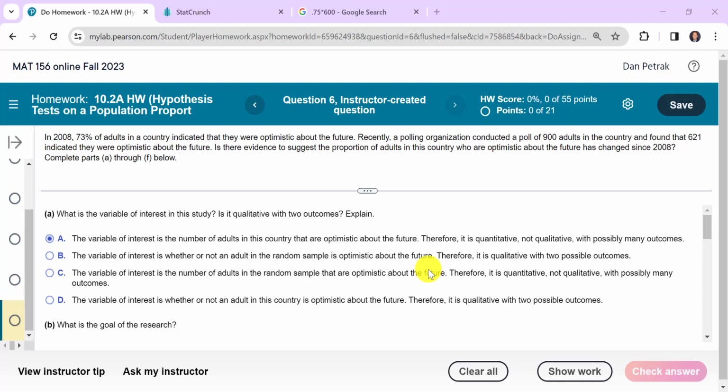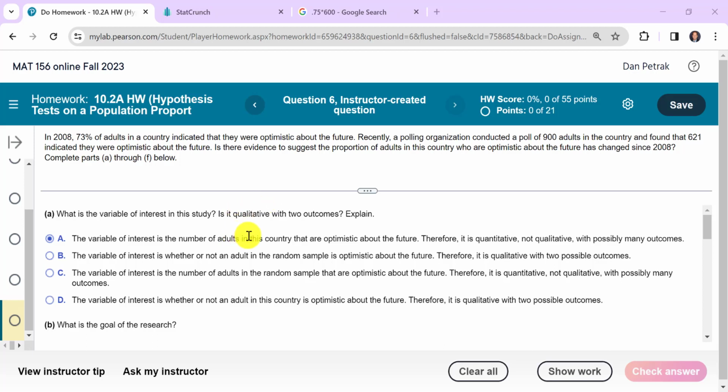Hi, this is Professor Dan Petrock, and this is a video to go over section 10.2a, on using a simulation to do an inference with proportions. So this is number 6 on the homework. I'm going to walk through this one and show you how to use the simulation. This one's tricky because it's a two-tailed test as well.